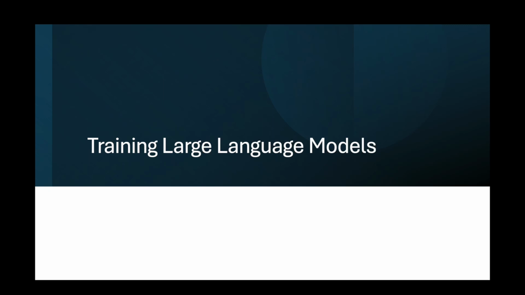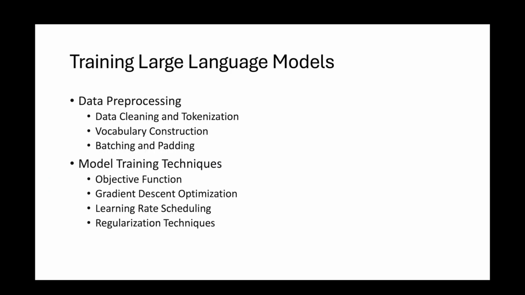Training large language models. Data preprocessing. Data cleaning and tokenization. Data preprocessing involves cleaning and formatting raw text data before training. Common preprocessing steps include removing special characters, lowercasing text, and tokenizing sentences into words or subwords.